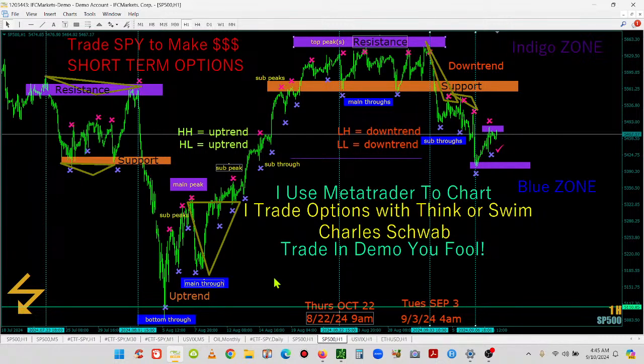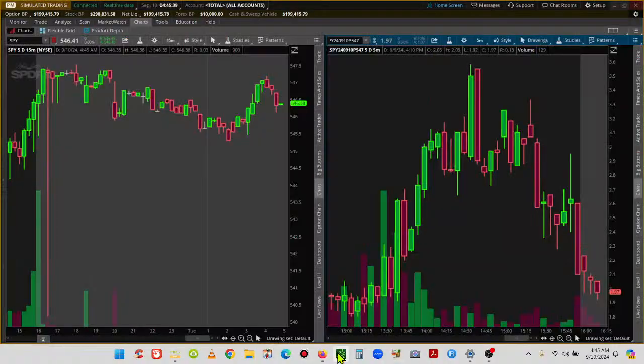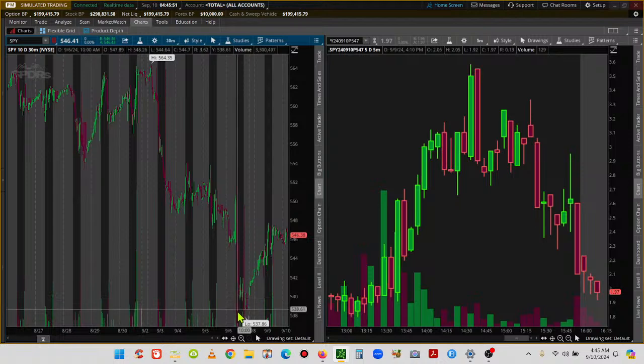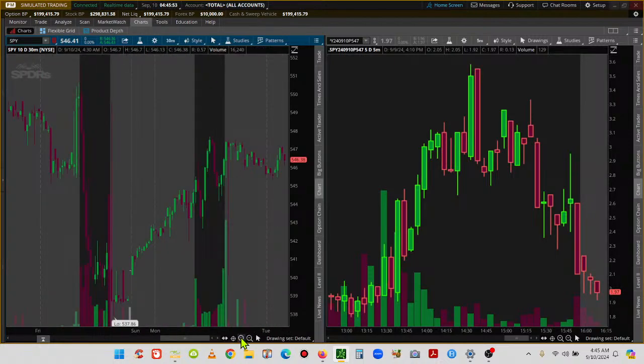So it is 9/10/2024 at 4:45 a.m. I'll probably fall asleep waiting for the market to open. 15-minute SPY right there. I'm going to change this over to 30 minutes, just for now. I'll probably change it back.